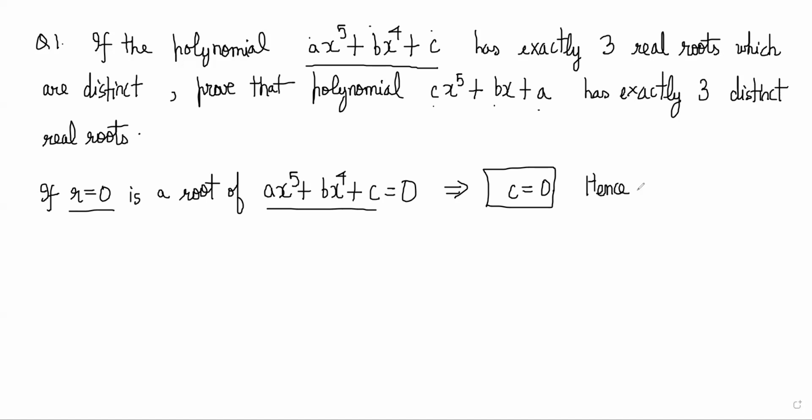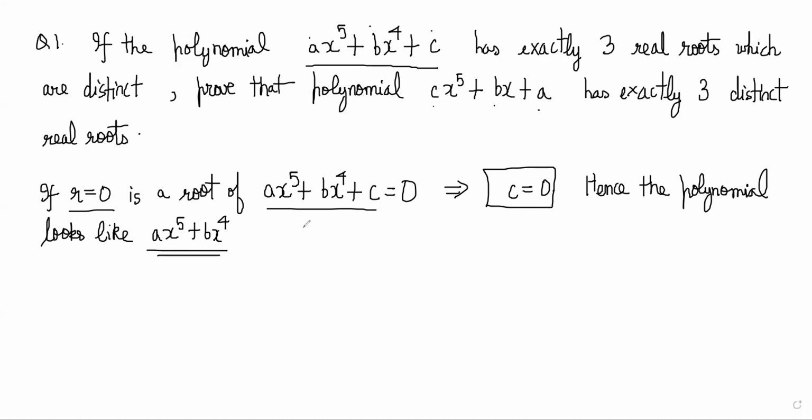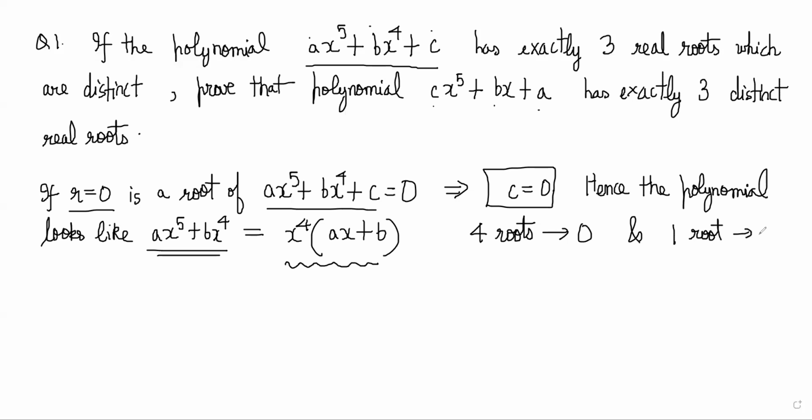Hence, the polynomial looks like ax power 5 plus bx power 4, right? This is the polynomial now because c is 0. So we can take x power 4 common, you will get x power 4 times ax plus b. And this polynomial, you should realize, has four roots which are 0, and one root which is minus b by a. So there are five roots, but four roots are equal because x power 4 can be 0. It has 0 with multiplicity 4, right? And one root which is minus b by a.